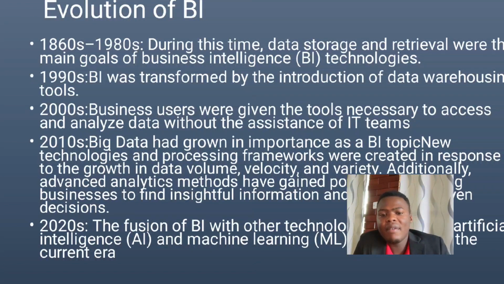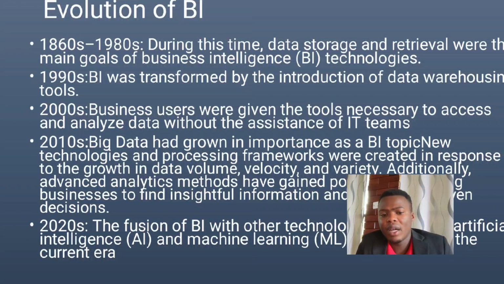Additionally, advanced techniques were used. This made it so easy that decisions were made by data-driven facts, so one wouldn't make decisions on their individual basis.